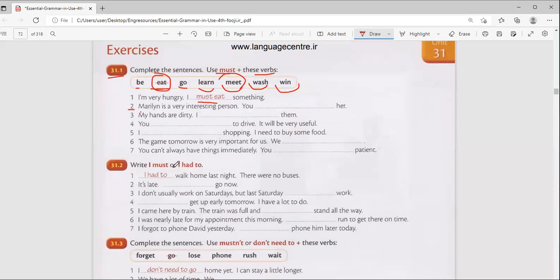Yes, Yasin, number 3. Hands are dirty. I must wash them. Yeah, must wash them. Shukri? Yes, number 4. You must learn to drive. It will be very useful, isn't it? Some companies want you to know how to drive. It will be very useful. 5.